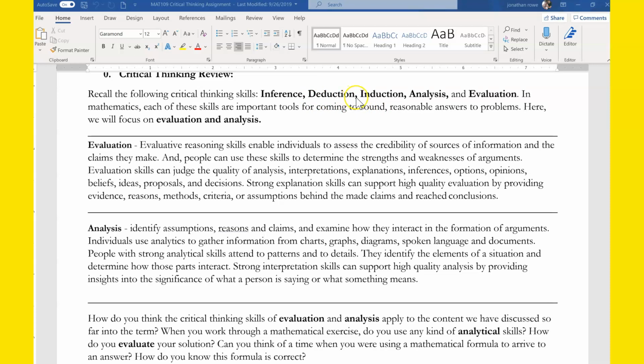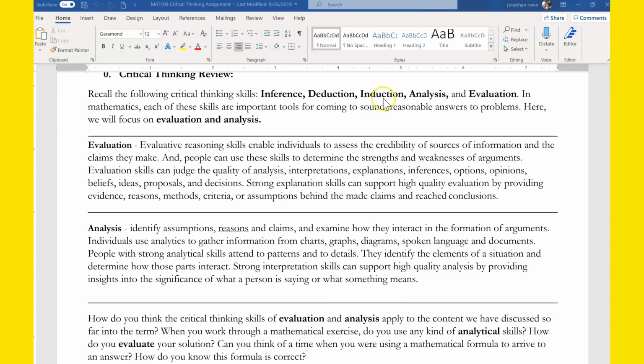Deduction is when you take the laws of logic and you deduce a conclusion from the higher up laws of logic. Something like, if all rectangles are quadrilaterals and all squares are rectangles, then all squares are quadrilaterals. So that would be an example of deduction. Induction would be evidence-based from the bottom up. So deduction is from the top down, induction is from the bottom up.